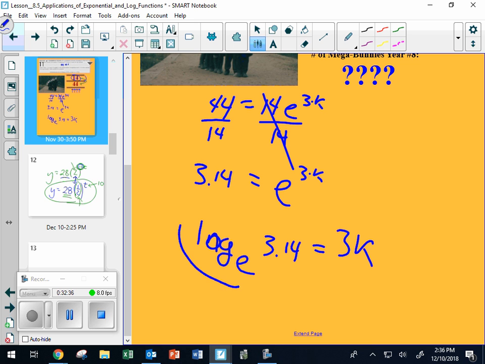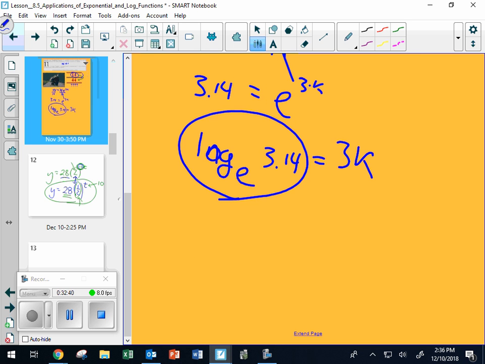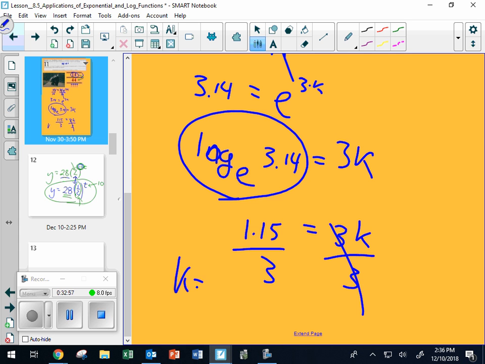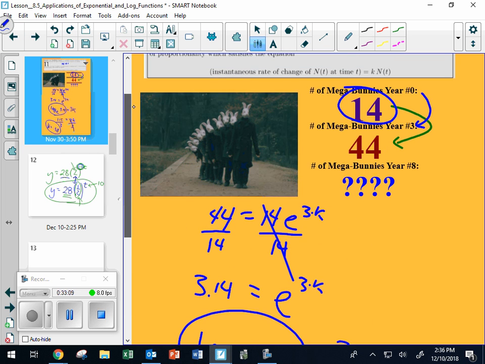If some nice person would tell me what ln of 3.14 is, and is that before you divided by 3? Excellent. Then I'm going to divide by 3. Final answer is whatever 1.15 divided by 3 is. 0.38. Thank you very much. There, I found K. Am I done? Not really. I got to go back up and put that 0.38 in for K.